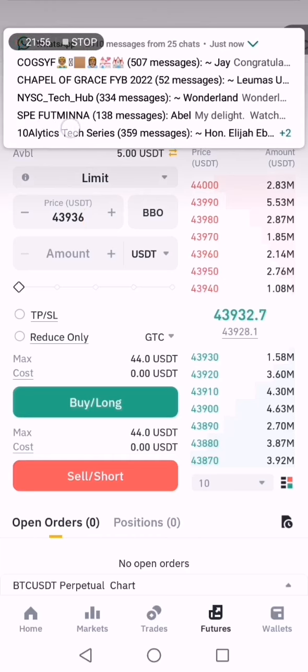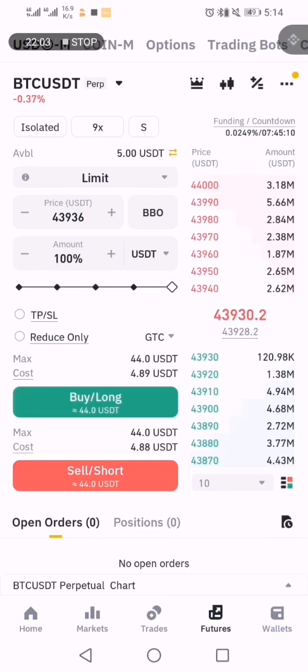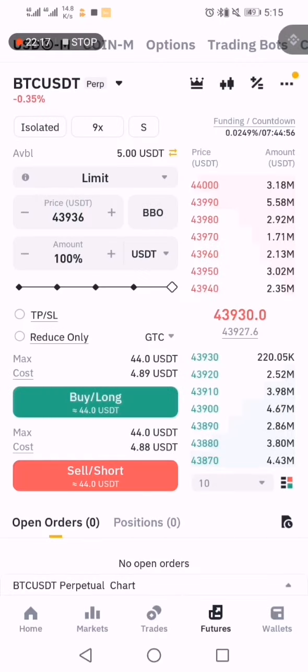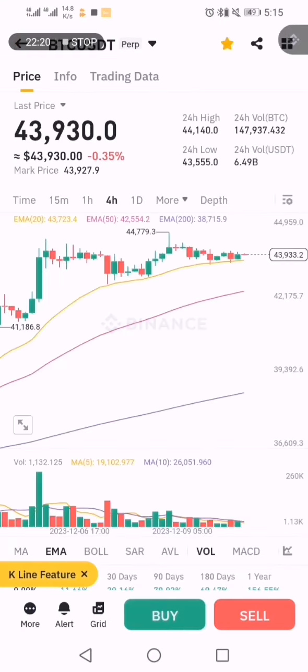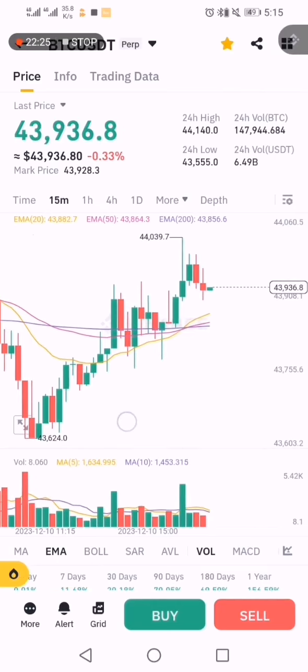Should I use limit or market? Like I explained in the previous video, if you check the previous video, you'll see the differences between market and limit. Now let's choose our lot size. Sorry, I mean the size of the asset we want to buy. Let's check the chart again to know when to enter.